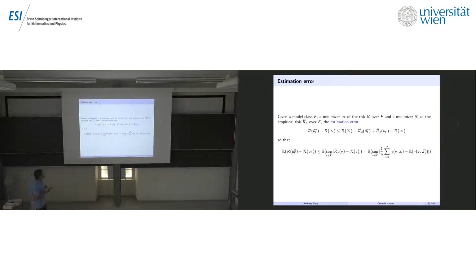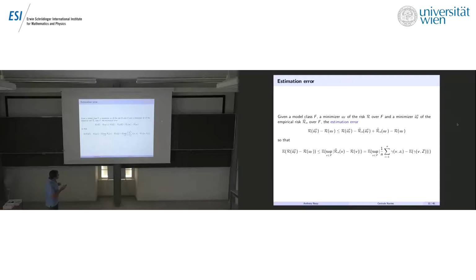Given a model class F, a minimizer UF of the true risk over the model class F, and a minimizer U hat NF of the empirical risk over F, then the estimation error can be easily bounded by a sum of two terms that take the difference between the true risk and the empirical risk for functions that are in the model class.